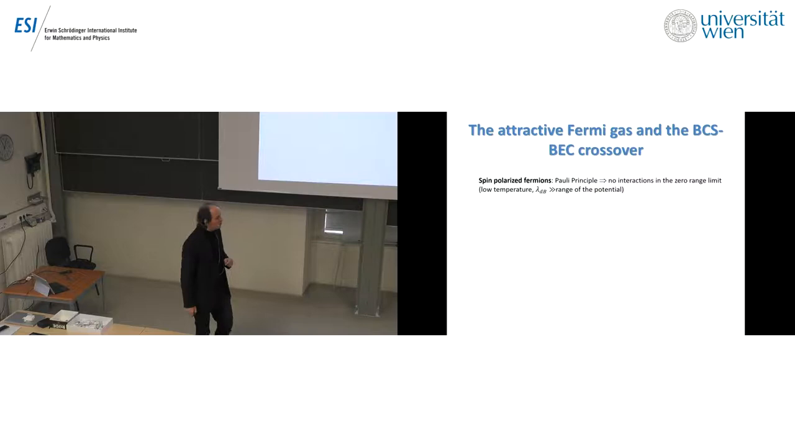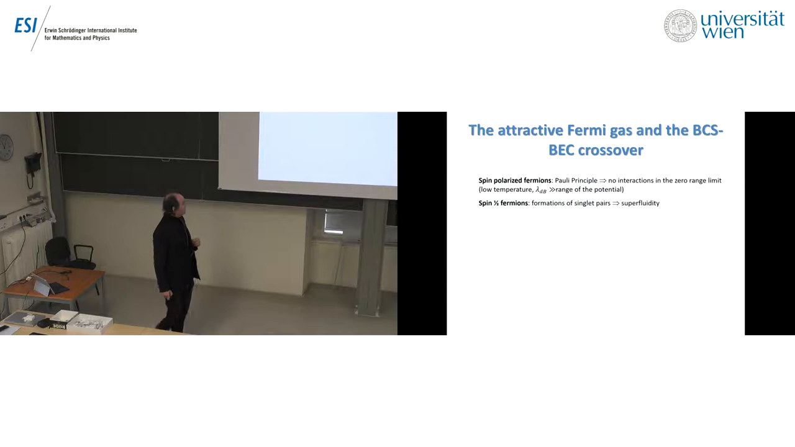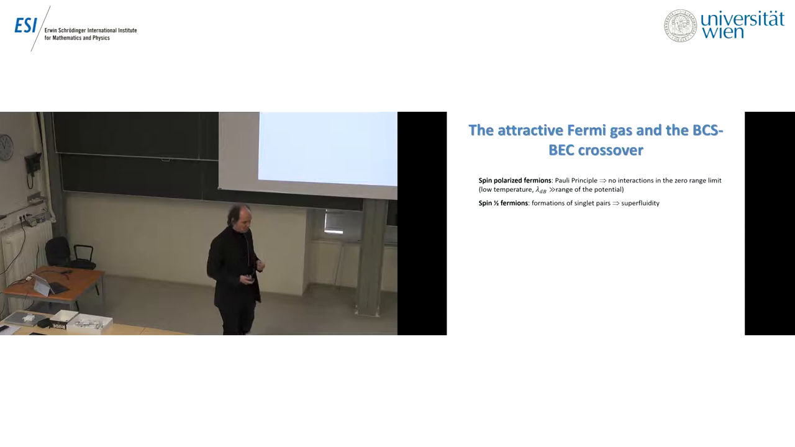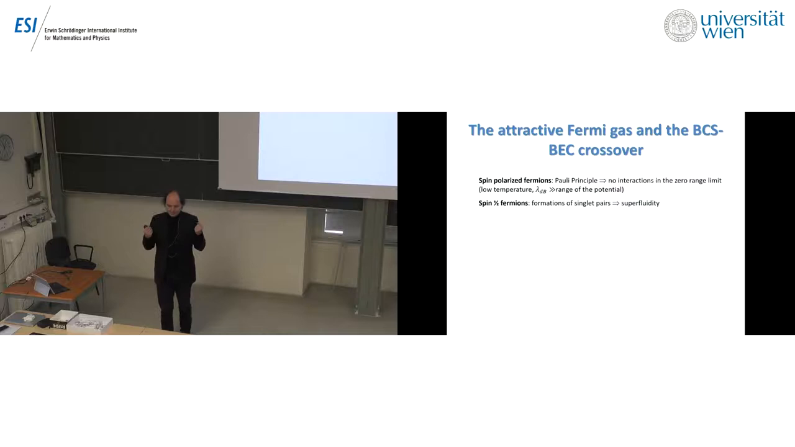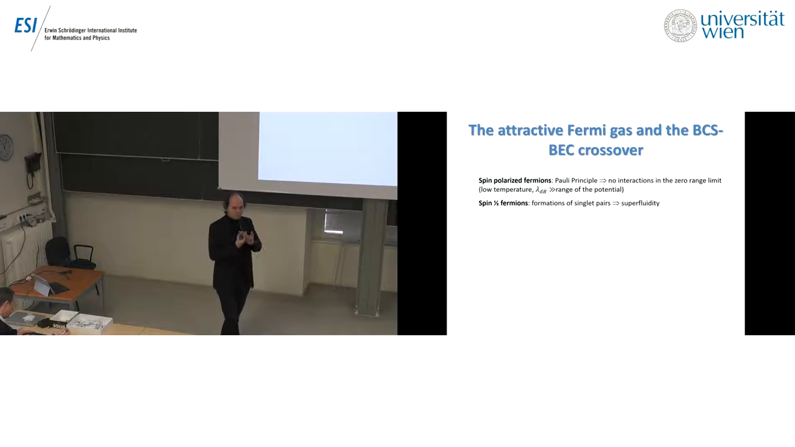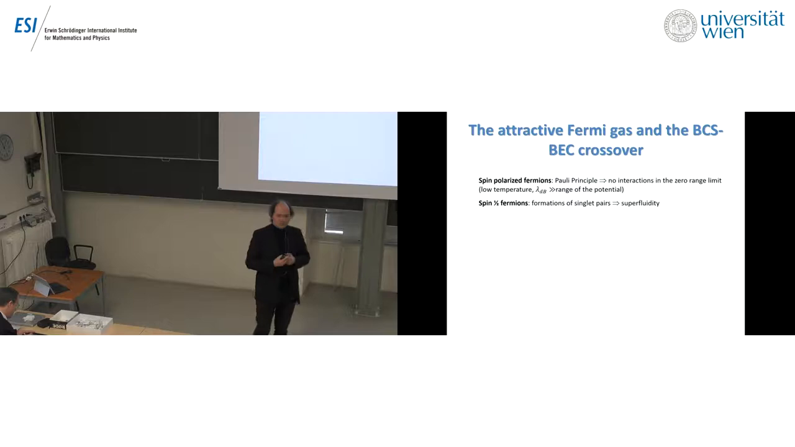Now, as I said, if you have fermions with two spin states, you can now have attractive interactions, and this will lead to a very rich phase diagram, which is called the BEC-BCS crossover, where essentially the fermions will pair up. They can be loosely bound or tightly bound, depending on the strength of the interactions. But in any case, these pairs will lead you to a superfluid phase, which is very similar, depending on the interaction regime, to the BCS superfluidity in superconductors, or a Bose-Einstein condensate of very strongly bound dimers.